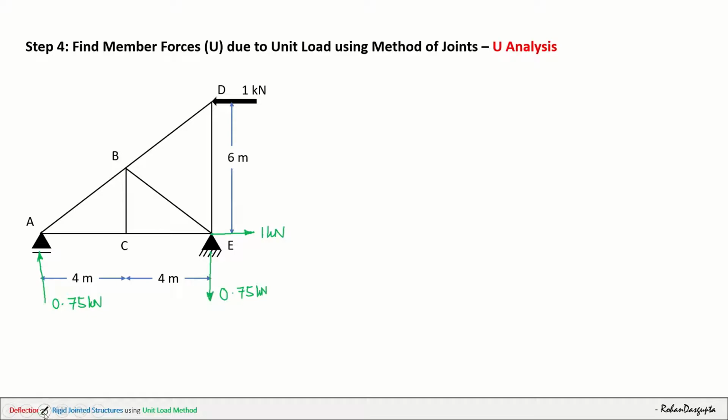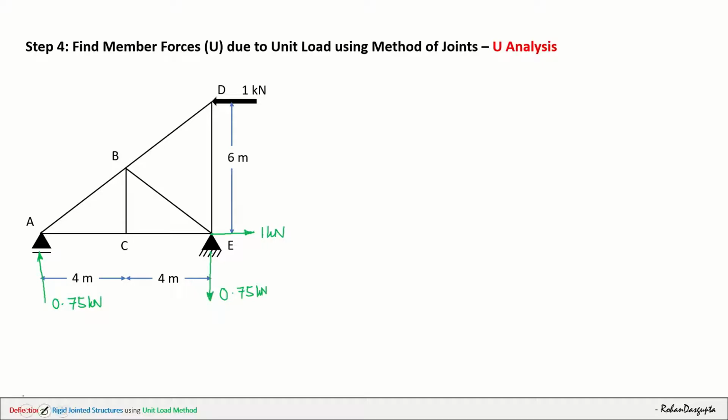Now please note that we have come to step number 4, that is, find the member forces U due to unit load using method of joints. Again, method of joints is to be used, and we can call this analysis the U analysis. So method of joints, you already know the first thing that needs to be done is to find out the support reactions. That is already found out. And the second thing is that here you have to also find out the zero force members.